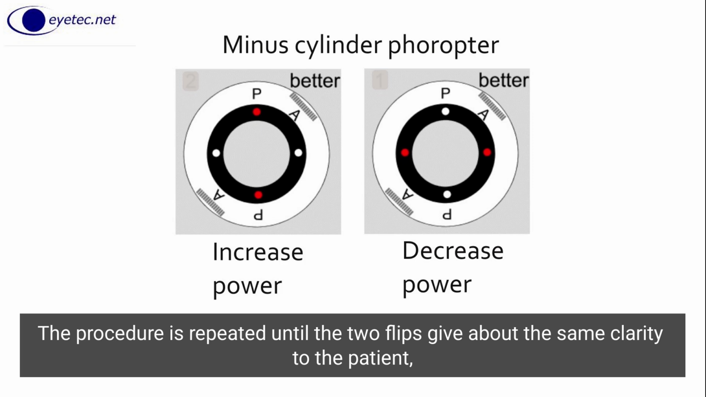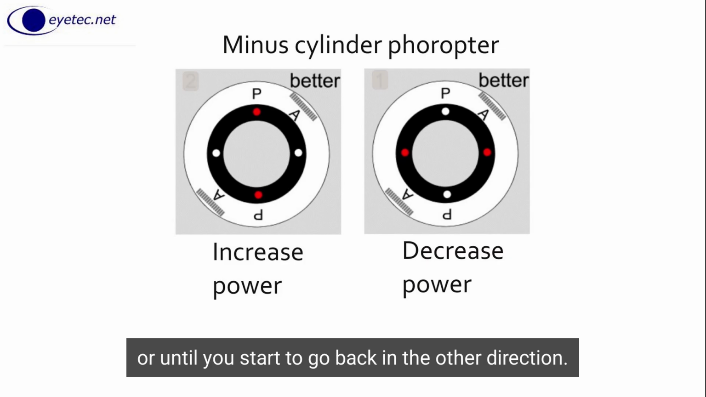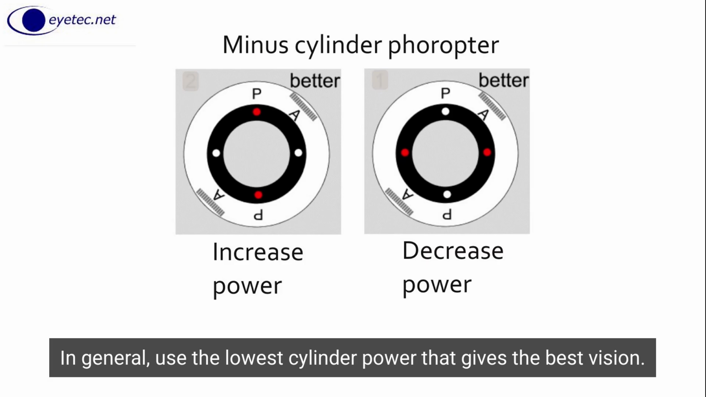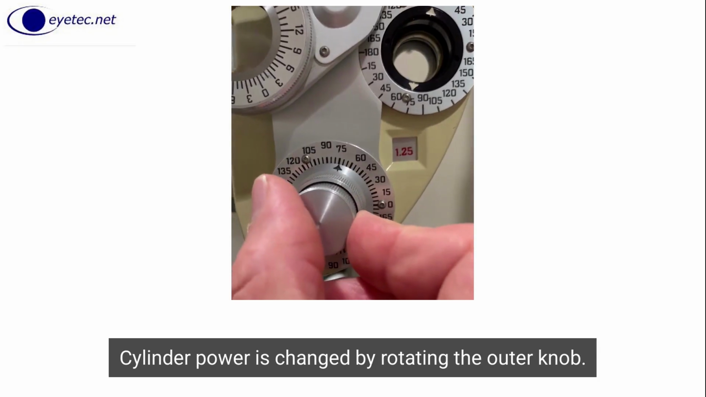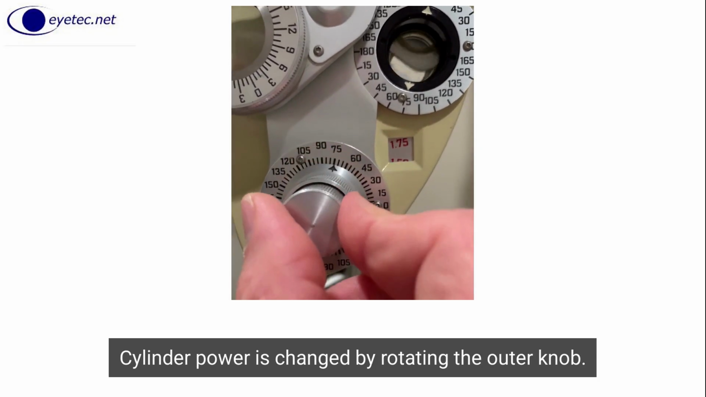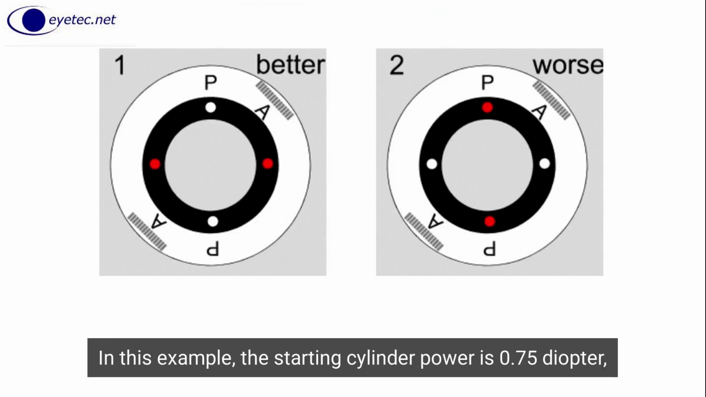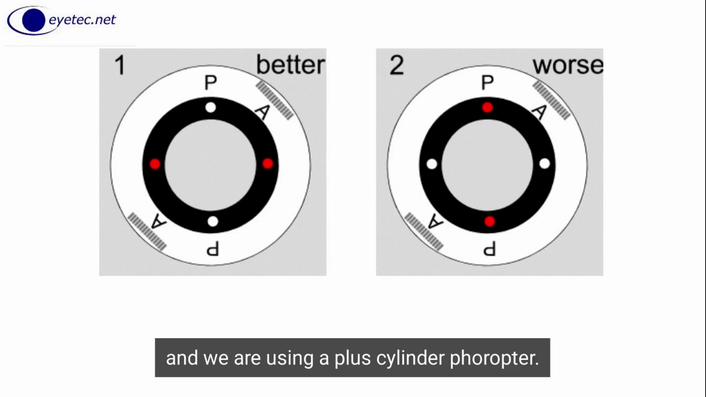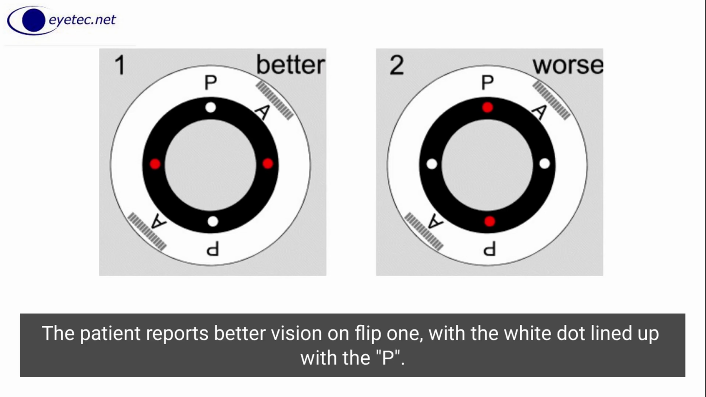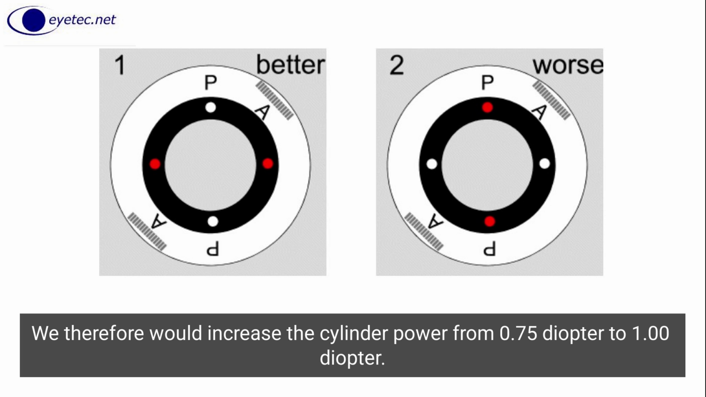The procedure is repeated until the two flips give about the same clarity to the patient, or until you start to go back in the other direction. In general, use the lowest cylinder power that gives the best vision. Cylinder power is changed by rotating the outer knob. In this example, the starting cylinder power is 3/4 of a diopter, and we are using a plus cylinder phoropter. The patient reports better vision on flip 1, with the white dot lined up with the P. We therefore would increase the cylinder power from 3/4 diopter to 1 diopter.